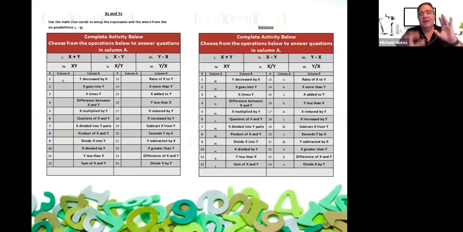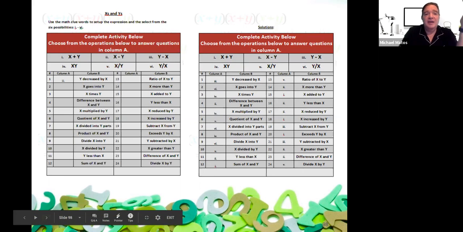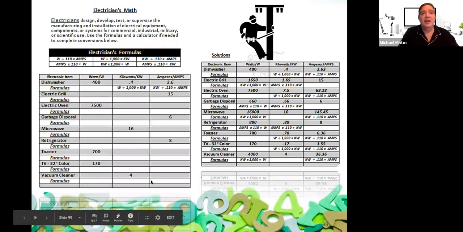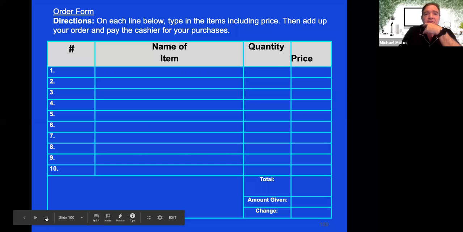These are activities that I put together, but they're very easy for you to borrow, do whatever you like with them, use them however you like, manipulate them however you like, change them to a better level. This one uses the X's and Y's, just creating an equation or an expression. This one looks at electrician's math. And as you can see here, some of it is filled out for you to get you started. And then the solution is next to it.